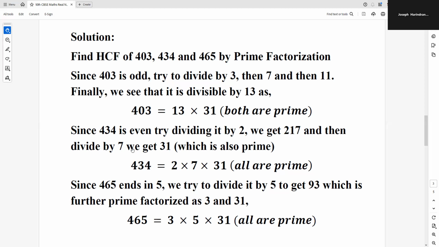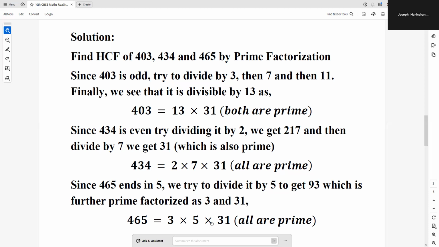Then we divide by 7. We know that it is exactly divisible by 7 and we get 31, which is also prime. So we get 3 prime numbers. 434 is equal to 2 into 7 into 31. All are prime. Next, we move on to 465. It ends in 5. So we try to divide it by 5 and then we get 93, which is further prime factorized as 3 and 31. So 465 is equal to 3 into 5 into 31.